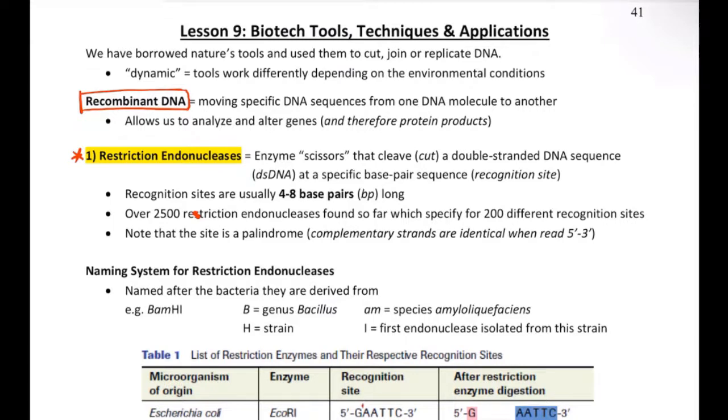We've stolen these from bacteria. They're the ones that we got them from, so we name them after bacteria. But the basic thing is scissors. They're going to cleave, that's the word for cut, make sure you know that word. They're going to cleave a double-stranded DNA sequence. The short form for double-stranded DNA is dsDNA, as opposed to a single strand. Most DNA is double-stranded. So it's going to look for a very specific set of base pairs, and that base pair set is called the recognition site.